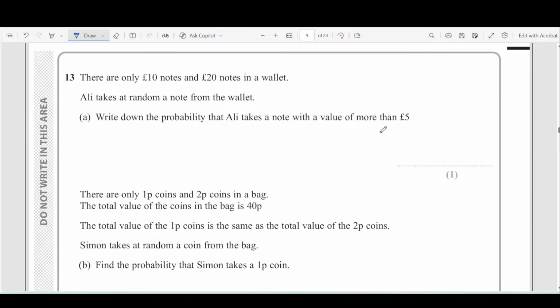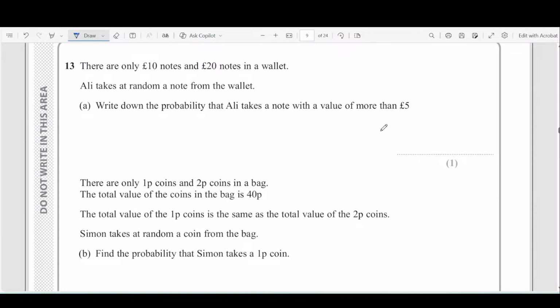Okay, let's go to the next question. Question number 13, which is a money question. There are only 10 euro notes and 20 euro notes in a wallet. Ali takes a random note from the wallet. Write down the probability that Ali takes a note with a value of more than 5.